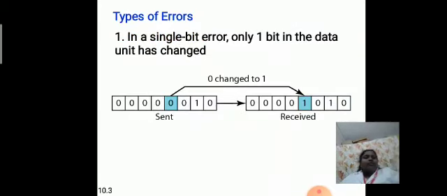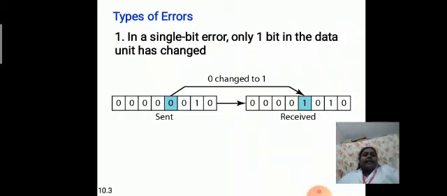What are the types of error? Okay, so see here, information is transmitted in the form of series of zeros and ones. So the first type is a single bit error. So what is meant by single bit error?